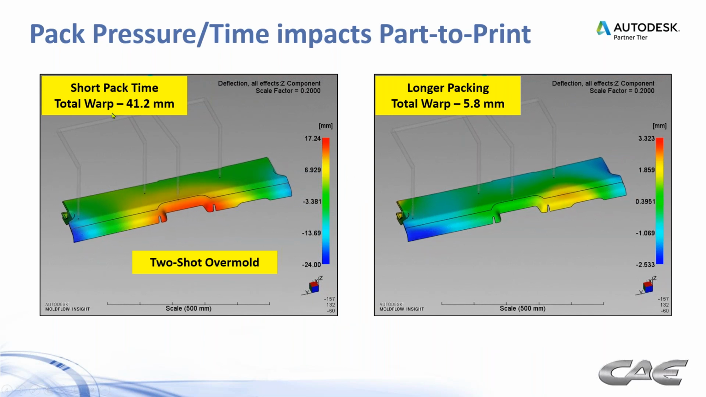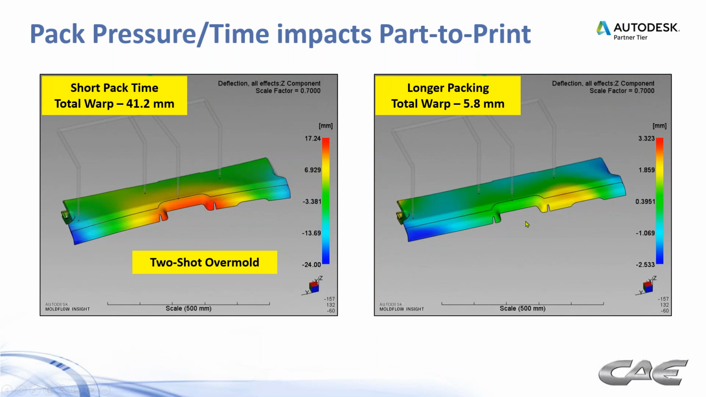You know, here we have a short pack time, and I see this a lot, very short pack times out at the press as for a two-shot overmold, showing about 41.2 millimeters. Just by extending the packing time, total warp came down to 5.8 millimeters. So, you know, the list goes on and on with that, whether it's filling too fast, too slow, packing too high, too low, packing too long, too short, all of those things that we've covered in filling, packing, and cooling analysis can play into the process and eventually affect the warp.